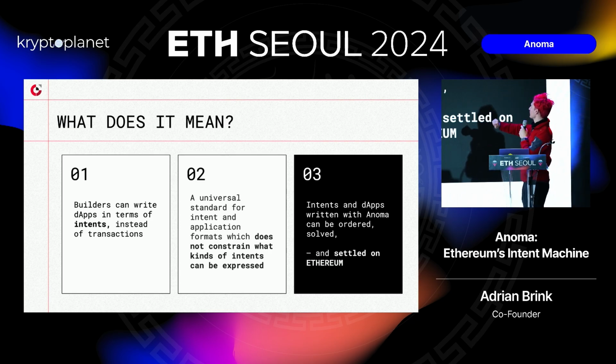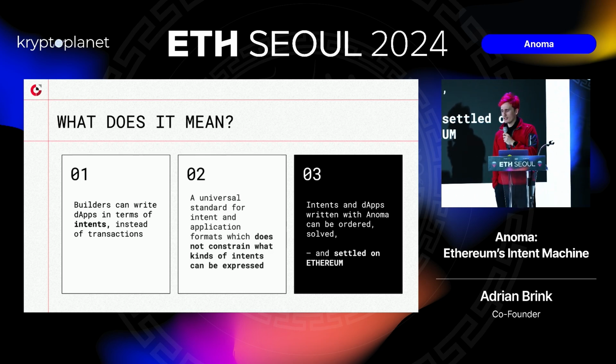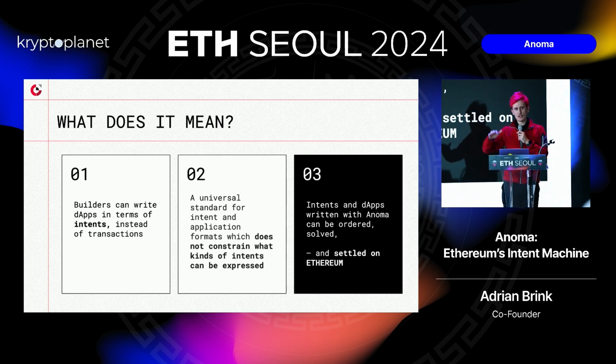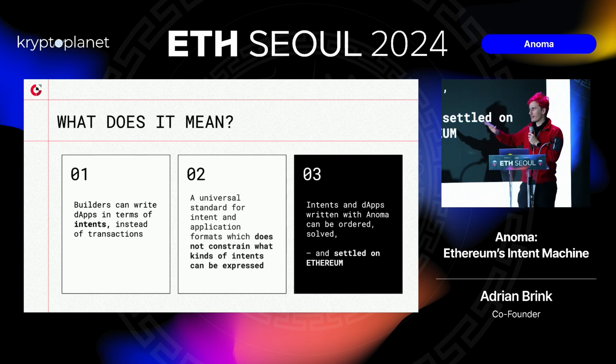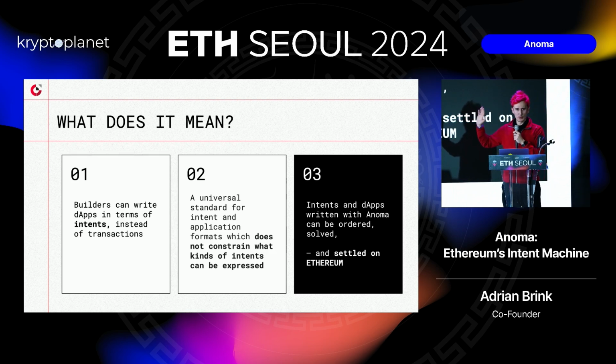And the really important point is intents and dapps written with this universal abstraction can be ordered and solved in Anoma, but actually settled on Ethereum or some rollup. To a large extent, this kind of abstraction generalizes shared sequencing and will help with liquidity, with the fragmentation of the ecosystem, where currently everyone runs these individual VMs and we don't have a good abstraction on top of all of them. With the intent machine, we are starting to have an abstraction that can sit on top of Base, on top of Ethereum.